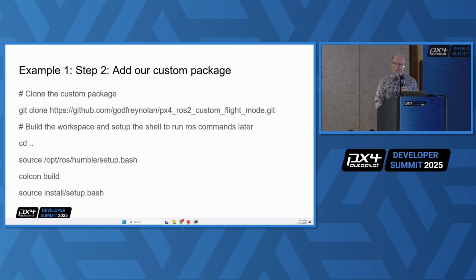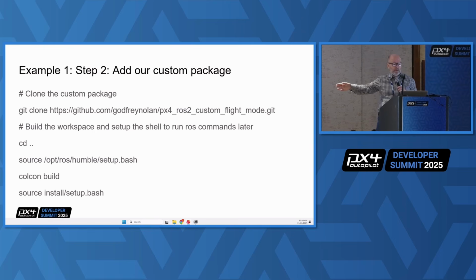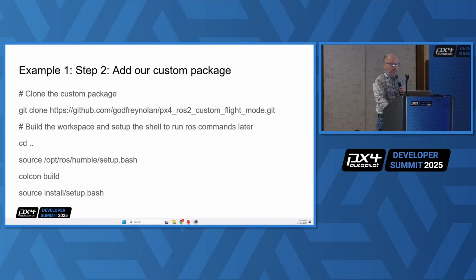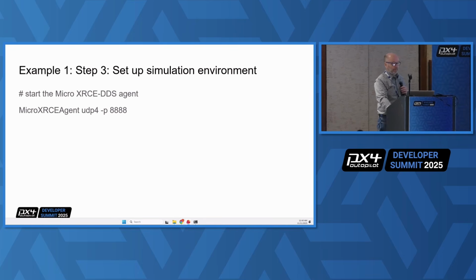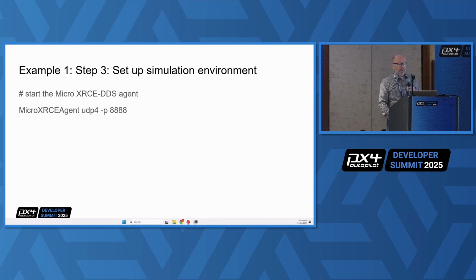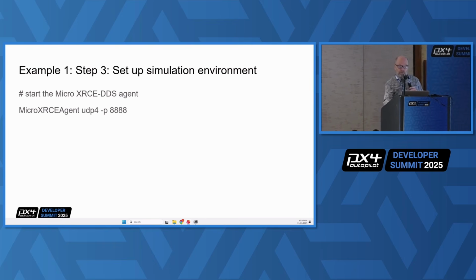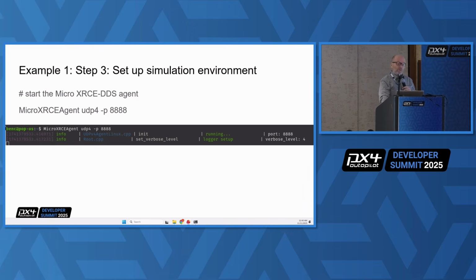I think it's also using a trajectory set point instead of the normal set point. So we're going to source the setup, the humble setup for ROS, do the build again, and then do the source install where we actually install our custom package. We are going to set up our MicroXRCE DDS agent so it can do the communication, the translation between PX4 and ROS2. If all goes well, you should see something like this.